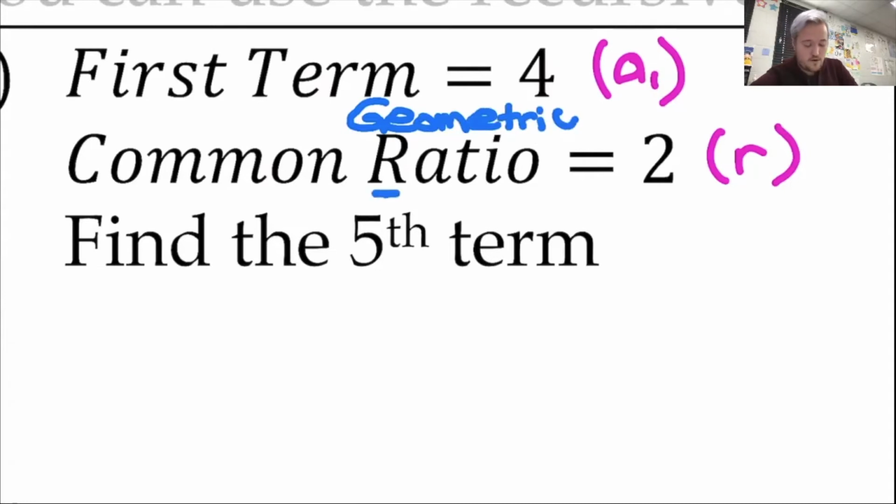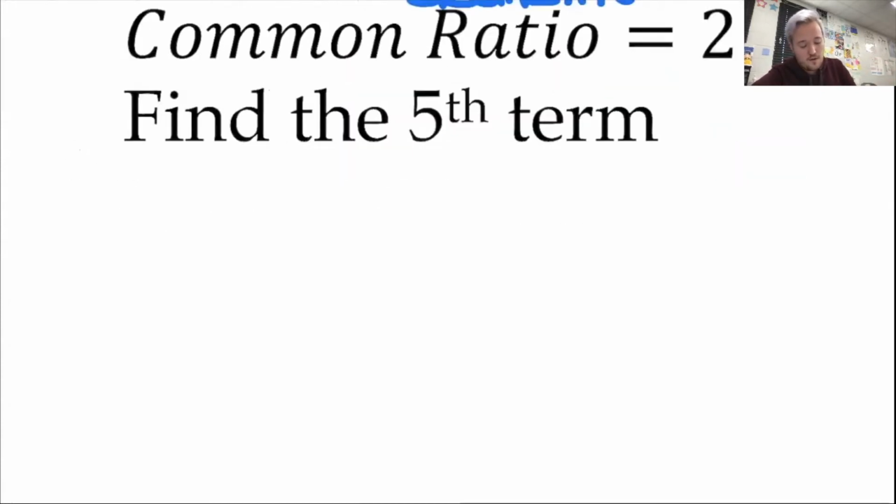So if you ever have an R equals, or it tells you a ratio, geometric. That's going to tell you which sequence to use. All right, and then we want to find the fifth term, which is finding A5.